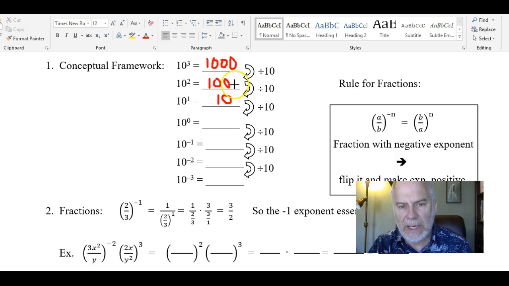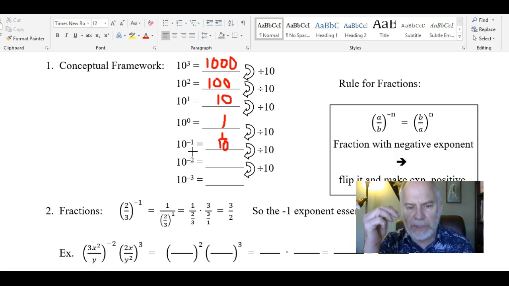Well, we're dividing by 10 every time. 1,000 divided by 10 is 100. 100 divided by 10 is 10. So if we're decreasing by 1 here, we should continue the same pattern. And if you divide 10 by 10, you get 1. So that shows that 10 to the 0 power must equal 1. Now, if you have 10 to the negative 1 power, well, you're just continuing the same pattern. If you divide 1 by 10, you get 1 over 10. Okay? Which, that's what you'd get if you use the rule for negative exponent.